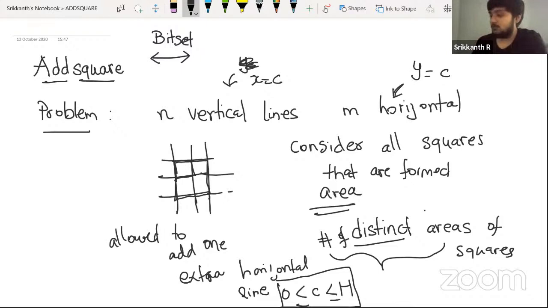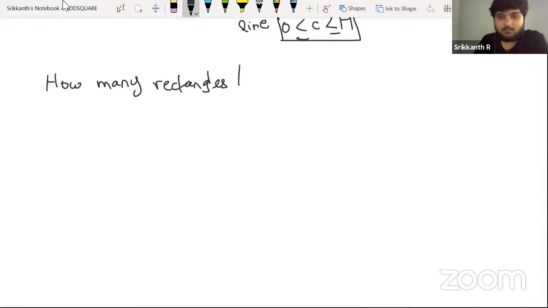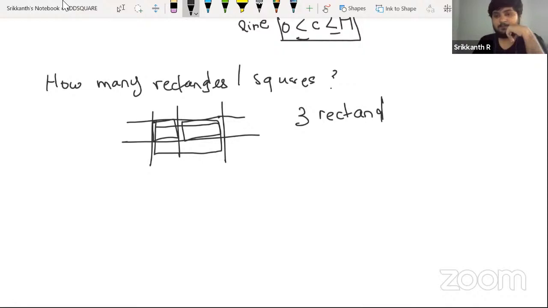Firstly, how many rectangles or squares are formed? Like how to count them? Let's say I have three horizontal lines and two vertical lines. So I have two squares here. Or I have one, two, three. So there are a total of three rectangles, not squares, three rectangles. And so for n and m, what would the number of rectangles be, or how to count them?